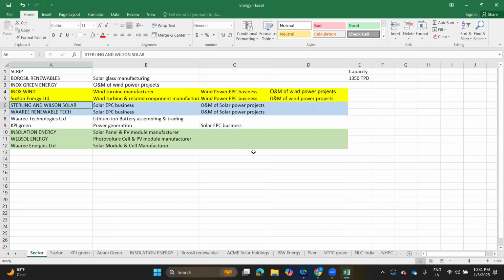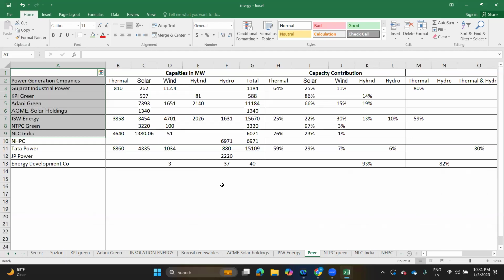Next, I'm going to compare the power generation companies. Among the power generation companies, as of now I have covered this many stocks. I'm in the process of covering all the companies in the list. Once it is done, I'll be putting it on my website, so interested investors can have a look over there and access the data for investment decisions.